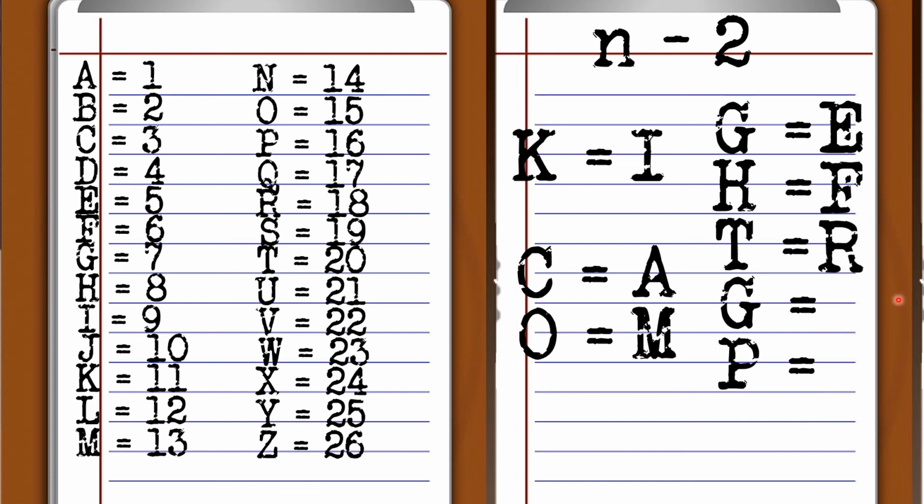And we have already solved for letter G which is equivalent to letter E. And lastly, P is 16 minus 2 we have 14 which refers to letter N. So the hidden message is I am Efren. Ah, si Efren pala yung doktor na yon. Salamat, doktor!